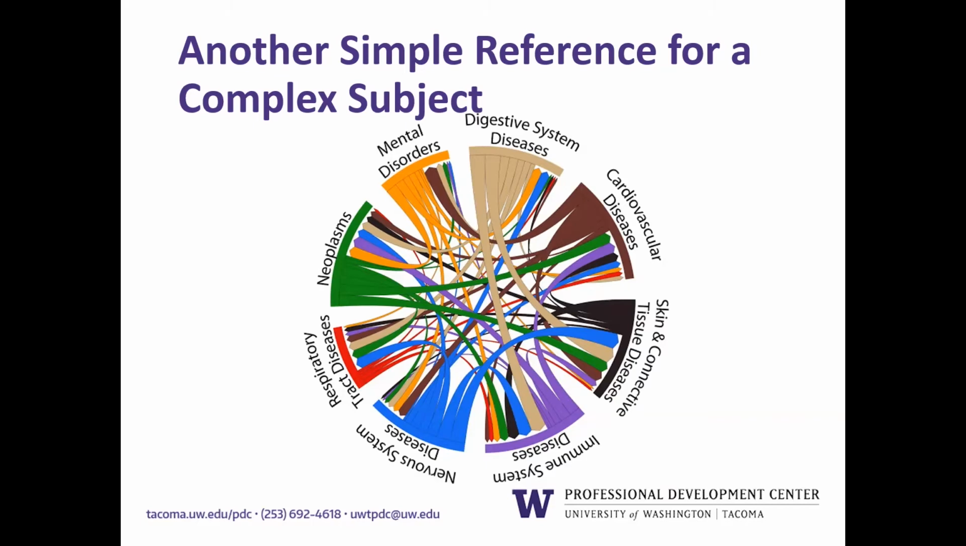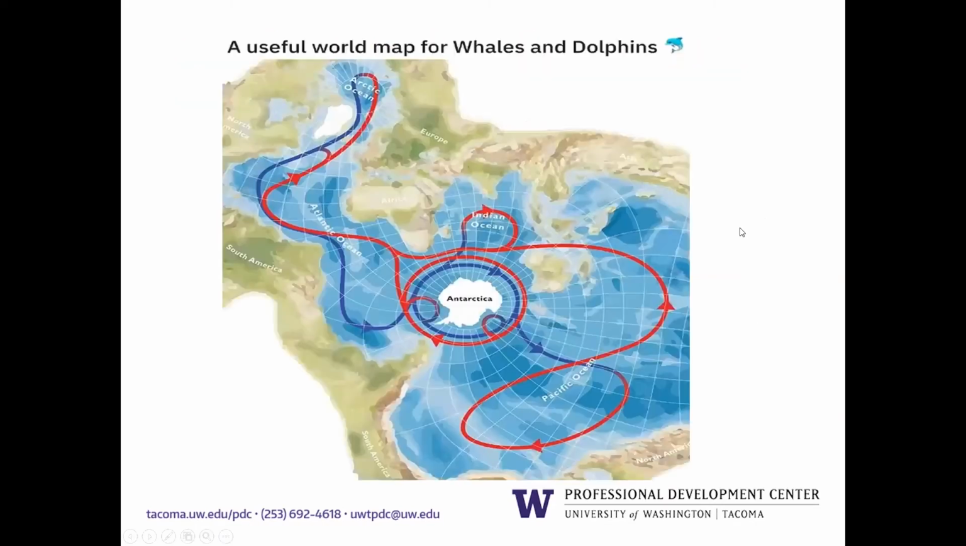This one I like a lot. I just found this last couple of days. This is a spaghetti diagram of how whales and dolphins migrate around the oceans. Again, we could use standard text and write a description of this. I doubt if people remember very much of it, but if you have a graphical display like this, which is a spaghetti diagram, then it's very easily grasped and very easily used as a reference.